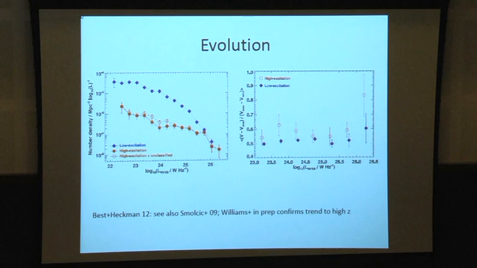Evolutionary predictions, this is a thing where we're not really there yet. Philip's work showed, using V over Vmax tests, that we can construct separate luminosity functions for the two populations, and we can find that the high excitation objects do show signs, across the luminosity range, of evolving a little bit more strongly than the low excitation ones. What you want to do is have a sample at high redshift. We do actually have a sample at high redshift. My postdoc Wendy Williams has got one, but she's not got any plots she's willing to show me yet. She says it confirms a trend, but watch this space.